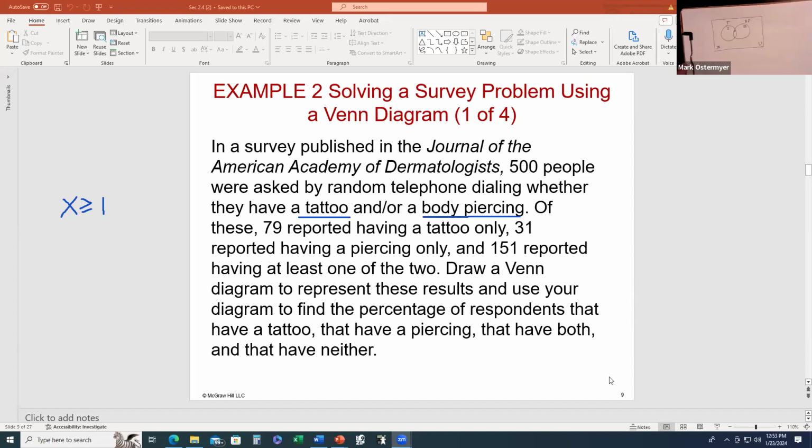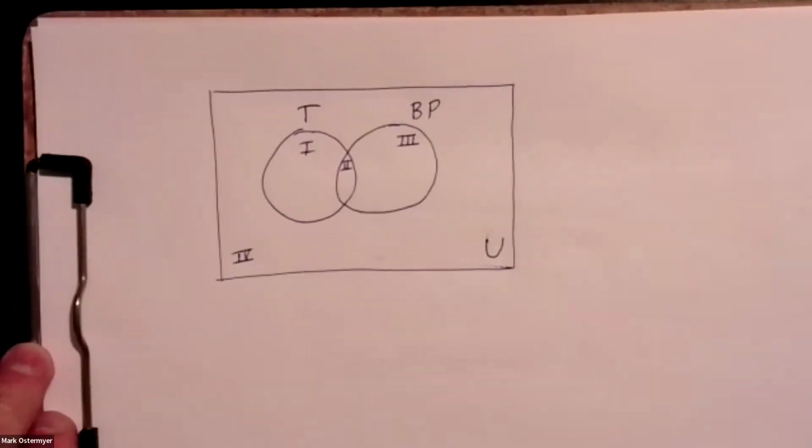All right, so this is how I built my Venn diagram to get me started. I have two circles. One for tattoos and one for body piercings. And of course, I got the universal set and I labeled my regions. Okay, let's begin to populate these regions with their appropriate cardinalities. To do that, we go back and read the word problem backwards. So let's see if we can do that.